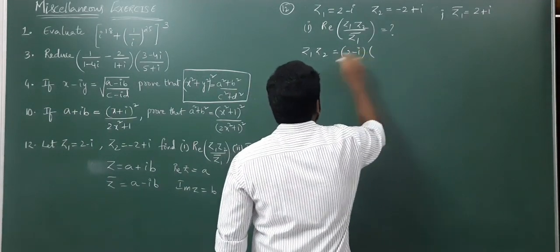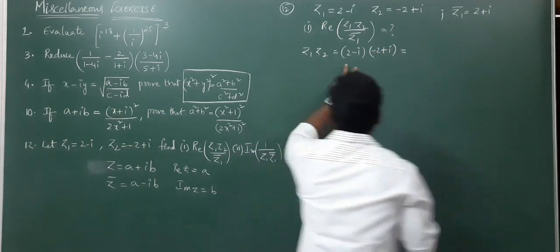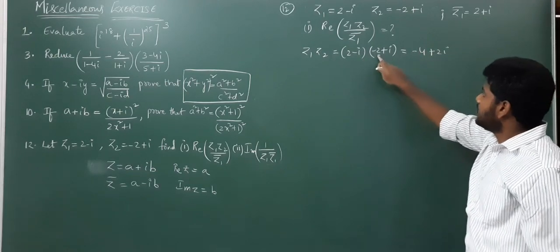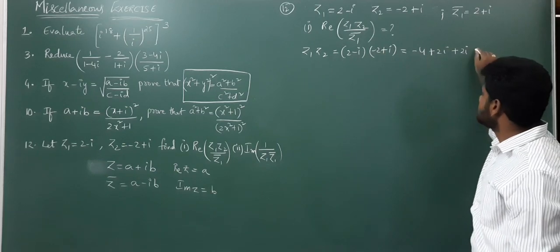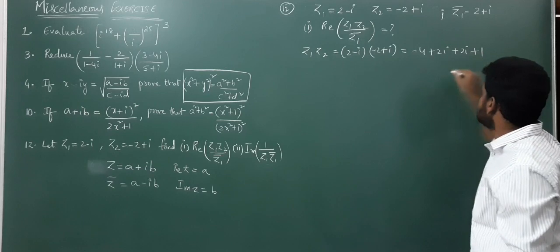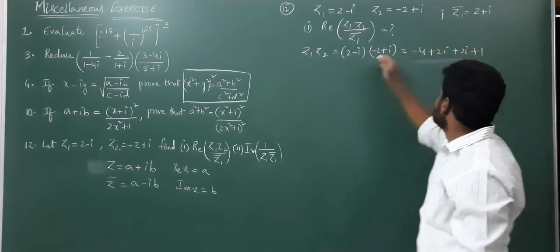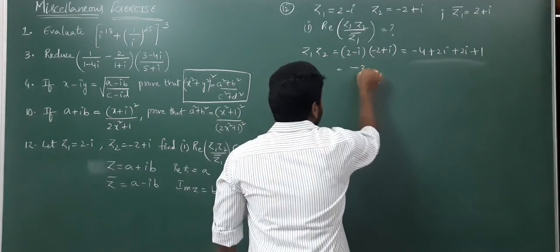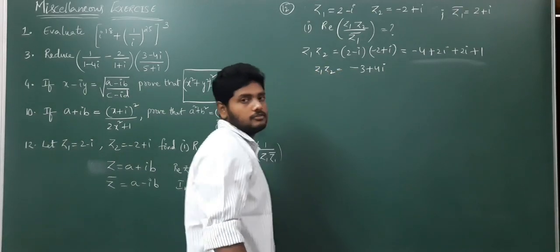2 minus I into what is Z2? Minus 2 plus I. Simplify this. This is minus 4 plus 2I. Minus into minus, which is plus 2I. Minus into minus. Minus into plus is minus. But I into I, I square, which is plus 1. So what we got is minus 4 plus 1, which is minus 3 plus 4I. This is Z1 into Z2.